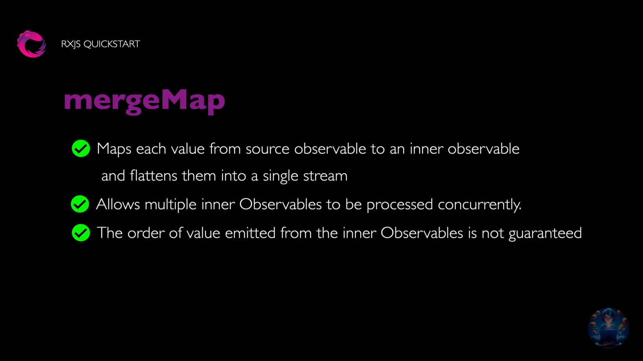Do remember 3 key pointers about mergeMap. mergeMap maps each value emitted from the source observable to the inner observable and flattens them into a single stream. Just what we saw, there were 2 observables, right? From and Ajax. mergeMap combined them into one and returned the flattened value. Next, all inner observables run simultaneously. And thus the third point, the order is never guaranteed.